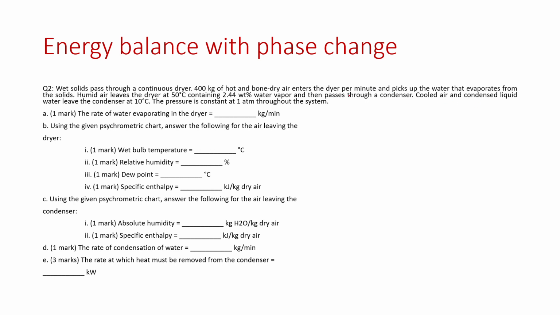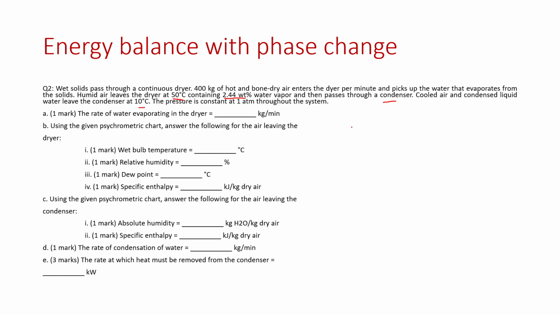Humid air leaves the dryer. Now the air contains some amount of water. So this humid air leaves the dryer at 50 degrees Celsius containing 2.44 weight% water vapor and then passes through a condenser. Cooled air and condensed liquid water leave the condenser at 10 degrees Celsius. The pressure is constant at 1 atmosphere through the system.